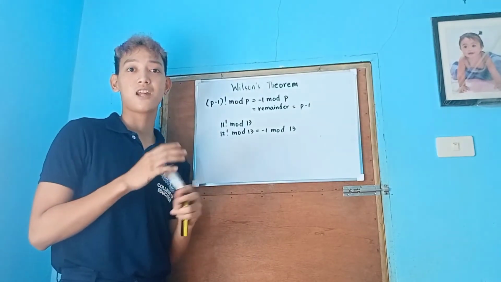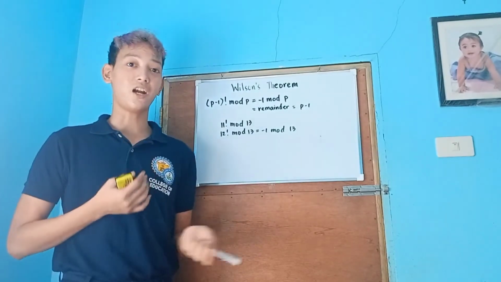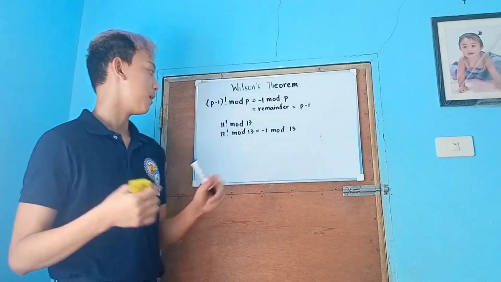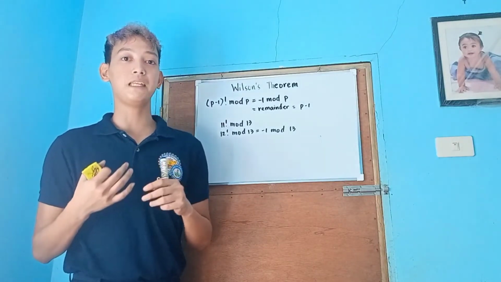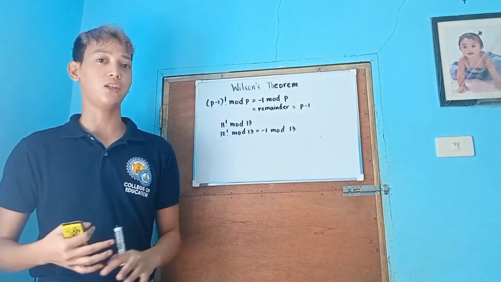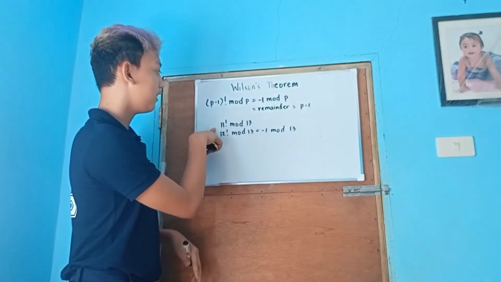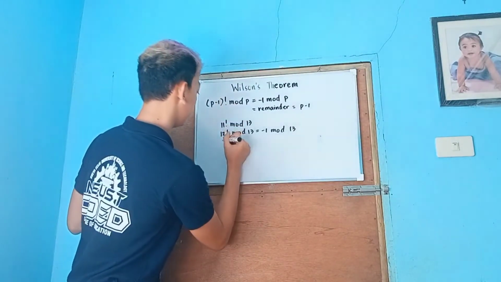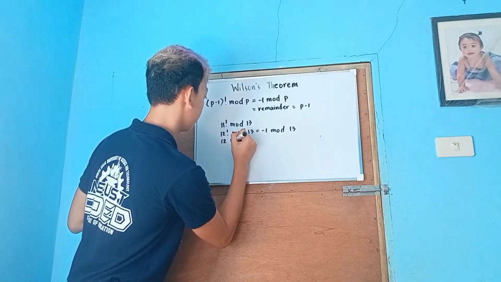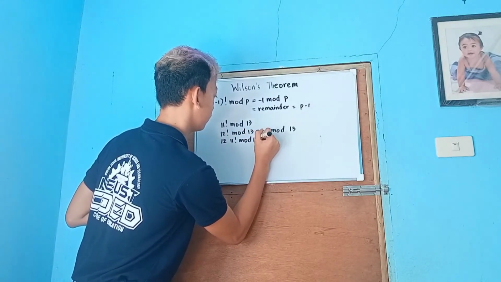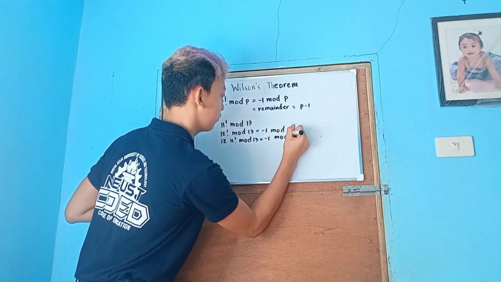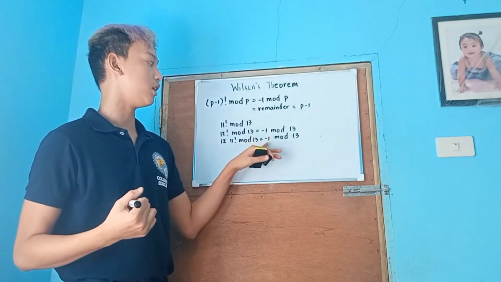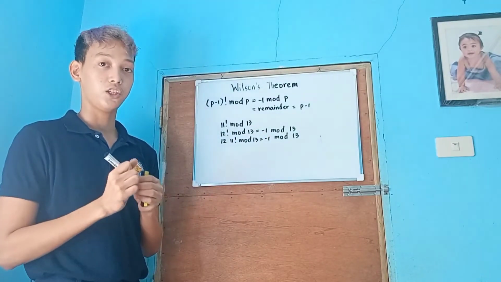Such are 12 times 11 times 10 times 9 and so on. But this time, we have to stop at 11 factorial. Why 11 factorial? Because our given is 11 factorial mod 13. So, it becomes 12 times 11 factorial mod 13 equals negative 1 mod 13.